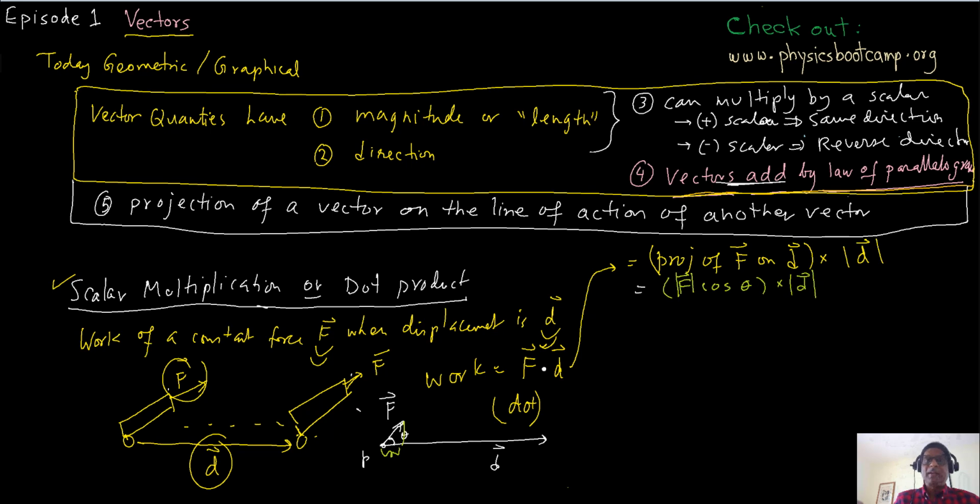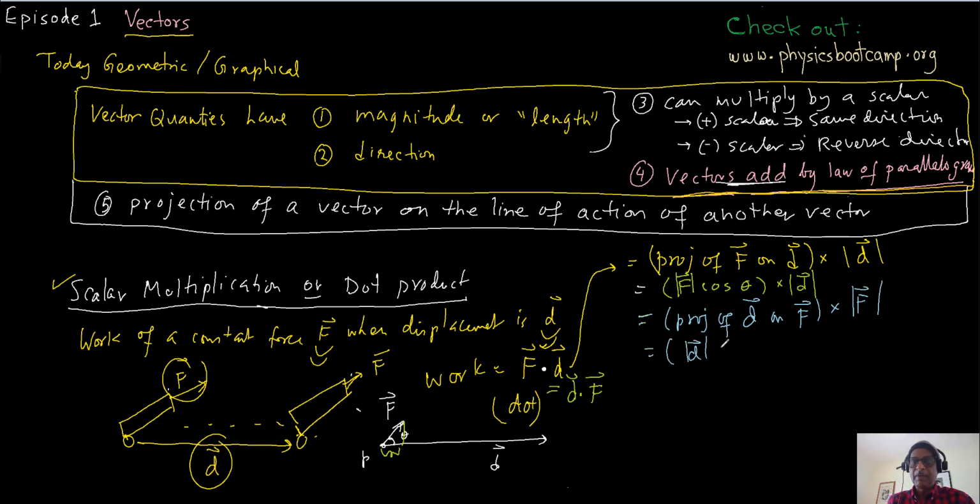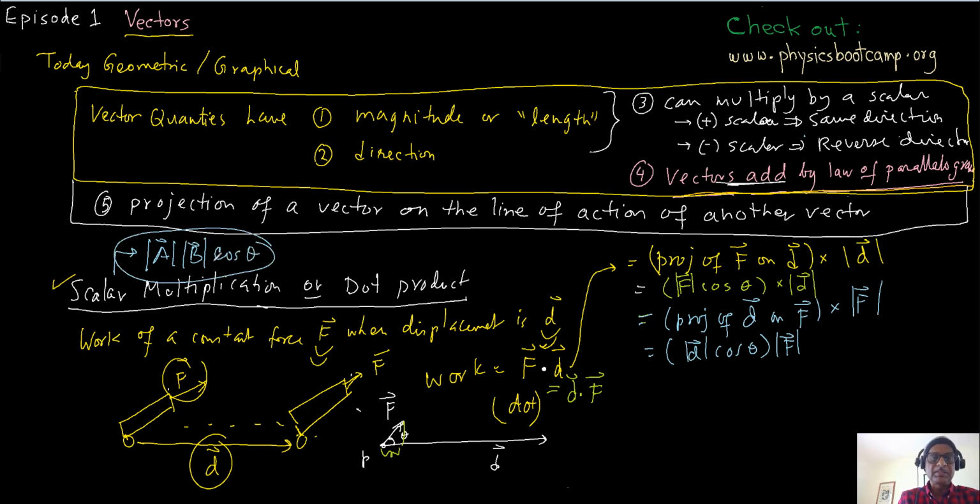Well, we could have done it the other way, because this is the same as D dot F. I could have projected D on F and then multiplied with F. I'll get exactly the same thing: D cosine theta times F. So you can write the dot product of two vectors using a single formula. The dot product is: take vector A and vector B and cosine theta. So this is just a number.